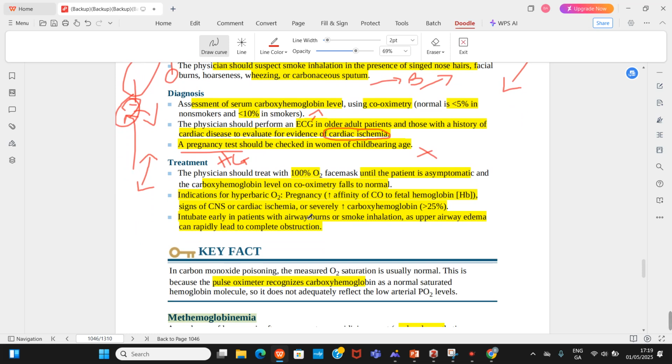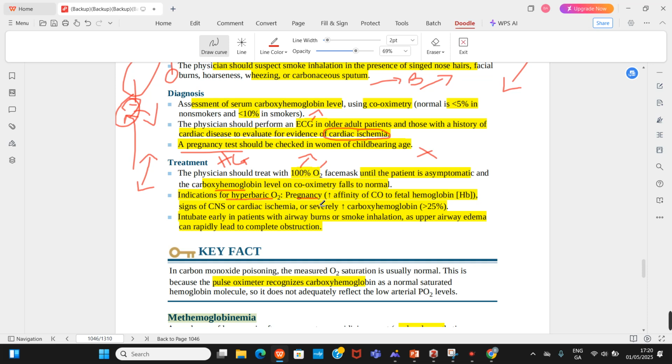How do you treat them? If it's just normal, not too bad, not severe, just place them on 100% oxygen via face mask. If you can apply the face mask, apply it and give them 100% oxygen, and you continue to monitor your carboxyhemoglobin level until it falls to normal. But there might be some situations where you need to deliver 100% oxygen in a pressurized chamber. That's what you call hyperbaric oxygen. And that is if somebody is pregnant.